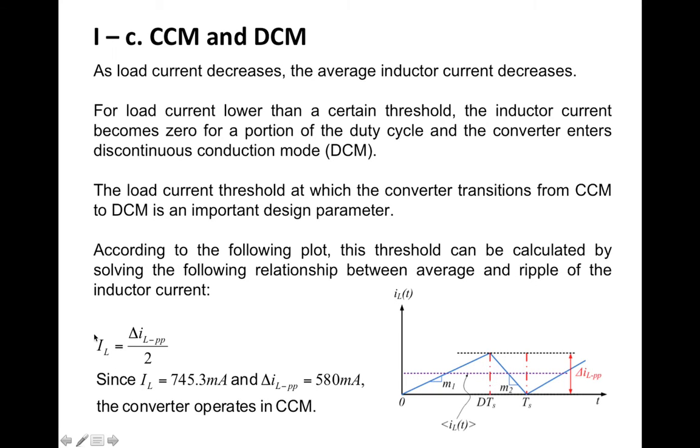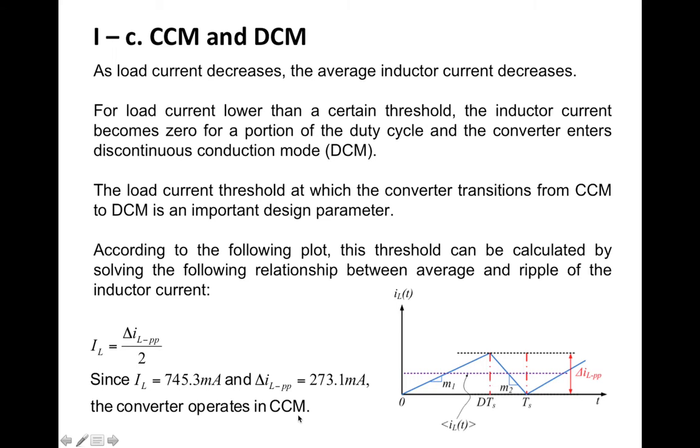And we know the equation for average inductor current and also the ripple current, so we can calculate these two numbers. If the average is higher than this half of peak-to-peak ripple, the inductor is in CCM. Otherwise, in other words, it's in DCM. For example, in our calculation, we know the average is 745 milliamp and the peak-to-peak is 580. So 745 is higher than 580 divided by 2, which is 290. So we operate in CCM with a lot of margin.